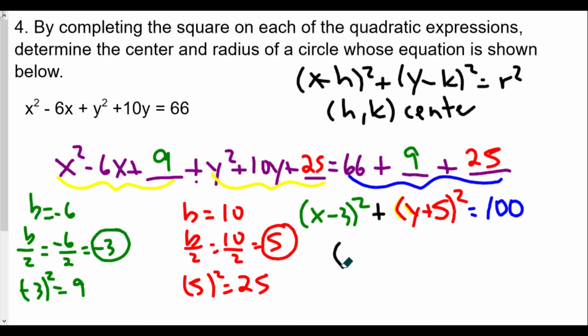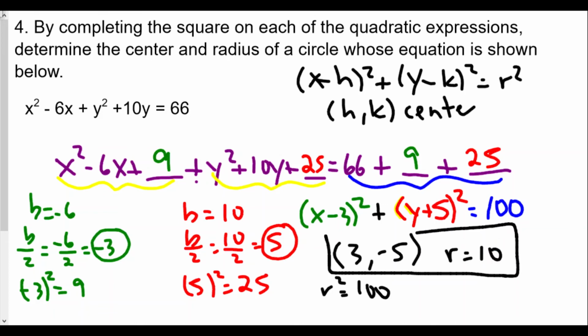x minus 3, so x minus h is 3. Y minus k, y plus 5, so our y value, our k value, is negative 5 in this case. So our center is going to be 3 comma negative 5. Our radius squared equals 100. So the square root of that, our radius is going to be 10 units. And this is our center and radius of this equation.